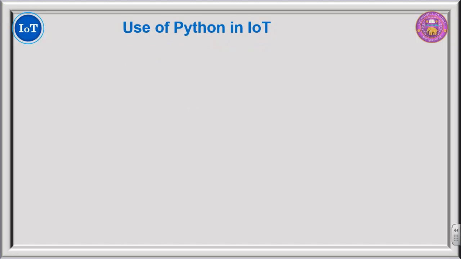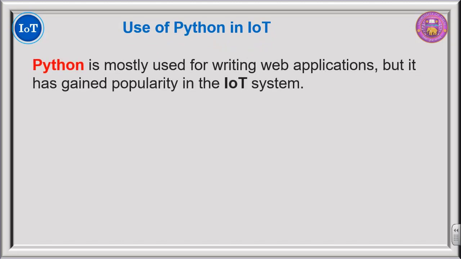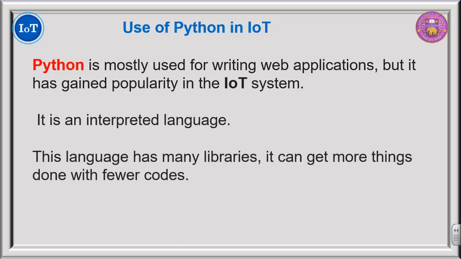Use of Python in IoT. Python is mostly used for writing web applications, but it has gained popularity in the IoT system. It is an interpreted language. This language has many libraries and it can get more things done with fewer codes.